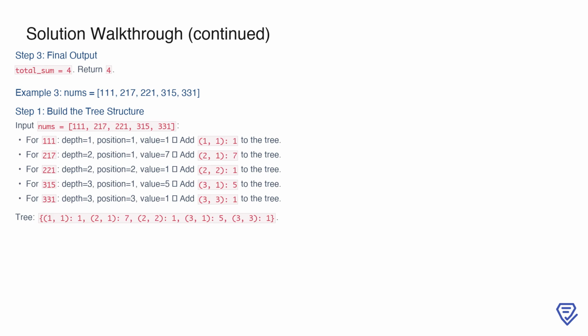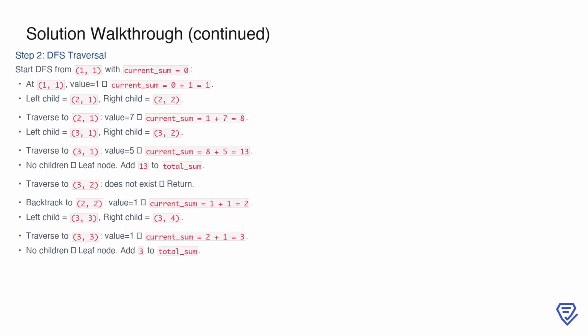Similarly, 217 corresponds to 217, 221 corresponds to 221, 315 corresponds to 315, and 331 corresponds to 331. The resulting tree structure is 1, 1, 1, 2, 1, 7, 2, 2 1 3 1 5 3 3 1.